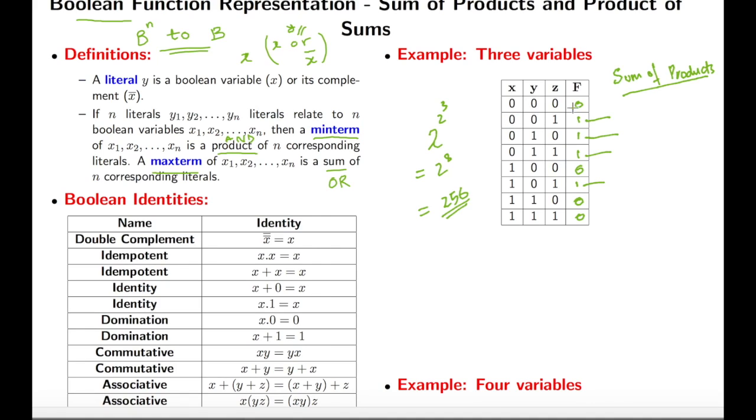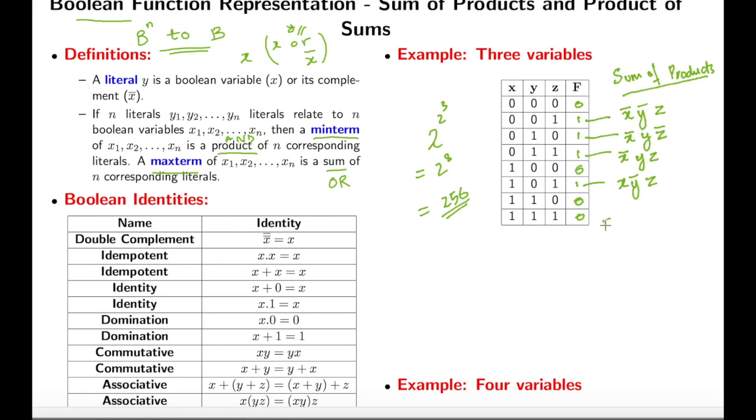So this means that we will choose x bar, because x is 0 here, y bar because y is 0 here, and z is 1 here, so we'll just choose z. Then for this one, similarly we will choose x bar because x is 0 here, y and z bar. For this one we will choose x bar, y, z. For this one, we'll choose x because x is 1, y bar because y is 0, and z. So we'll choose x, y bar, z. And then we'll take the sum of these.